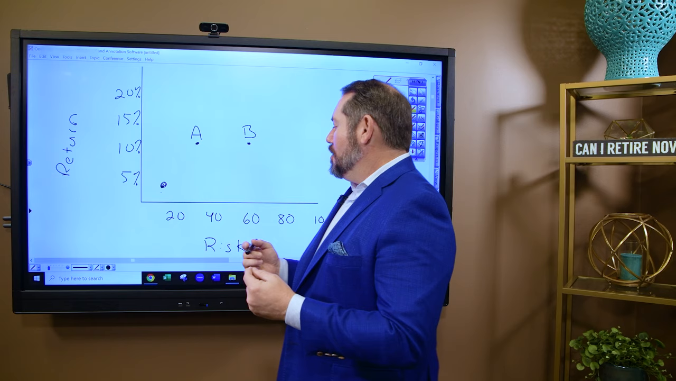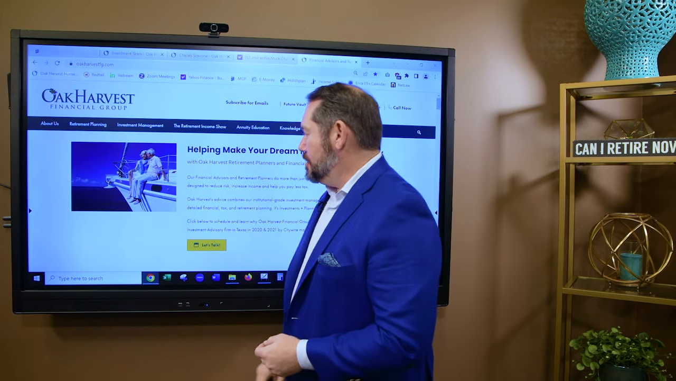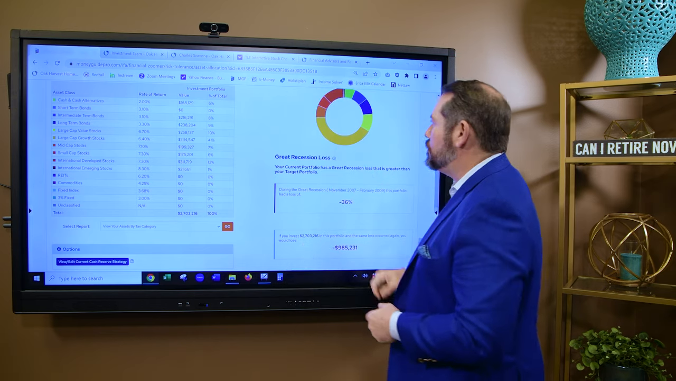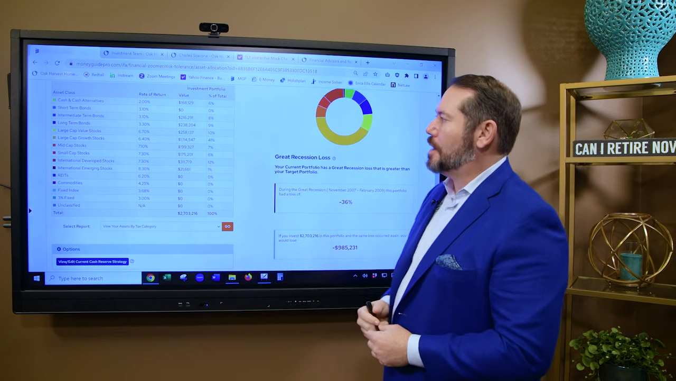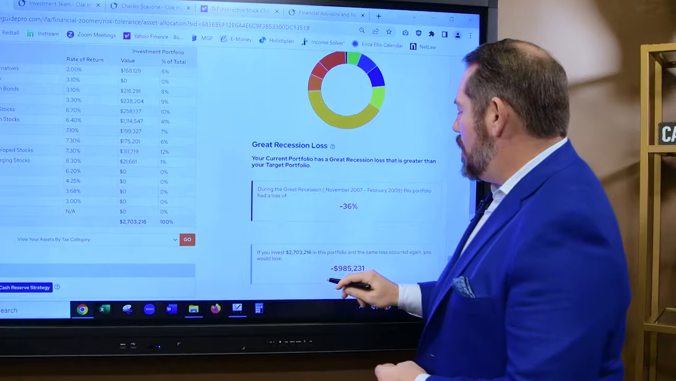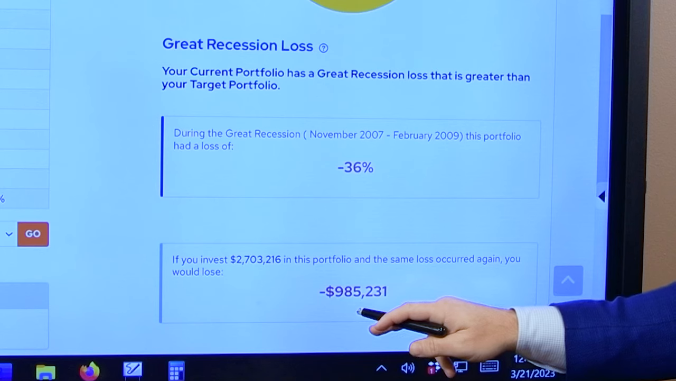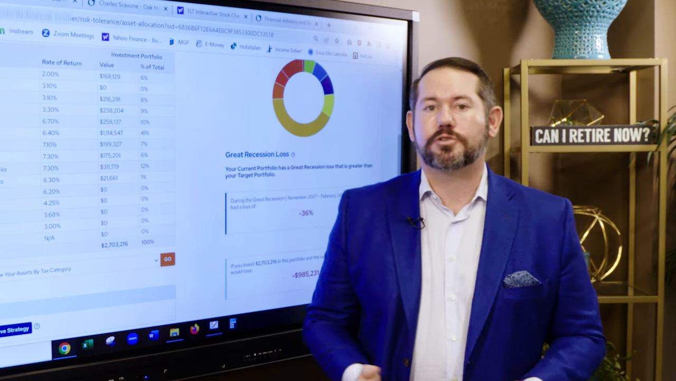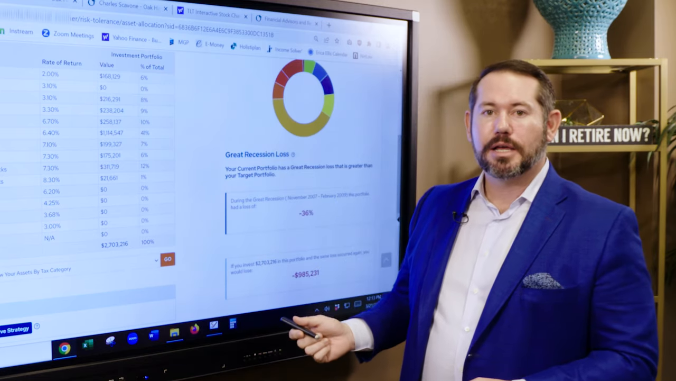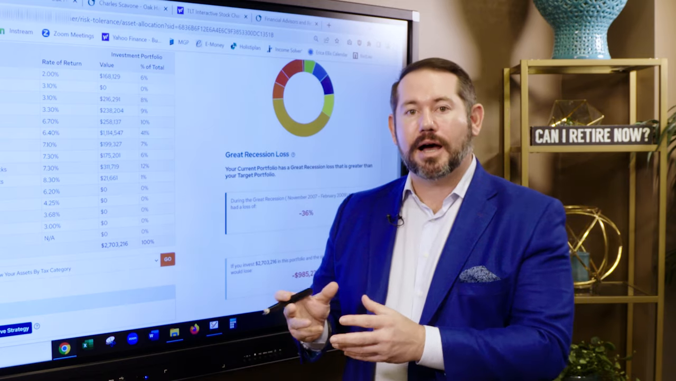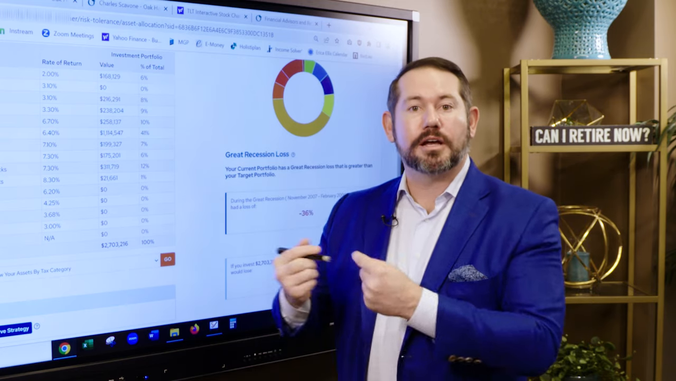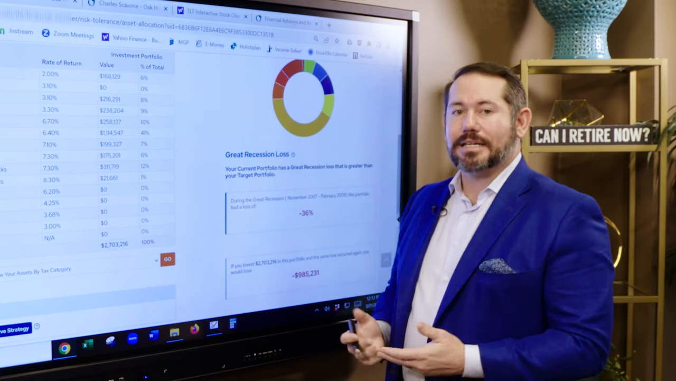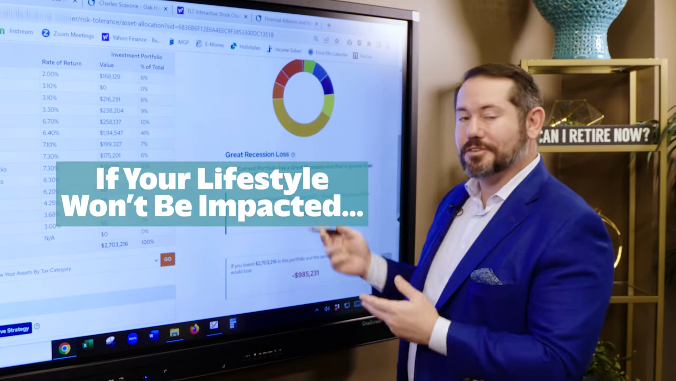An easy way to think about that is, if I were to tell you that your current portfolio, and this is a $2.7 million hypothetical portfolio, has a downside over the next 12 months, with how it is currently constructed, of close to $1 million. Now, your capacity may be fine to withstand that, meaning the amount of income you need to take out of the portfolio won't be impacted, and your lifestyle won't be impacted if that does happen.